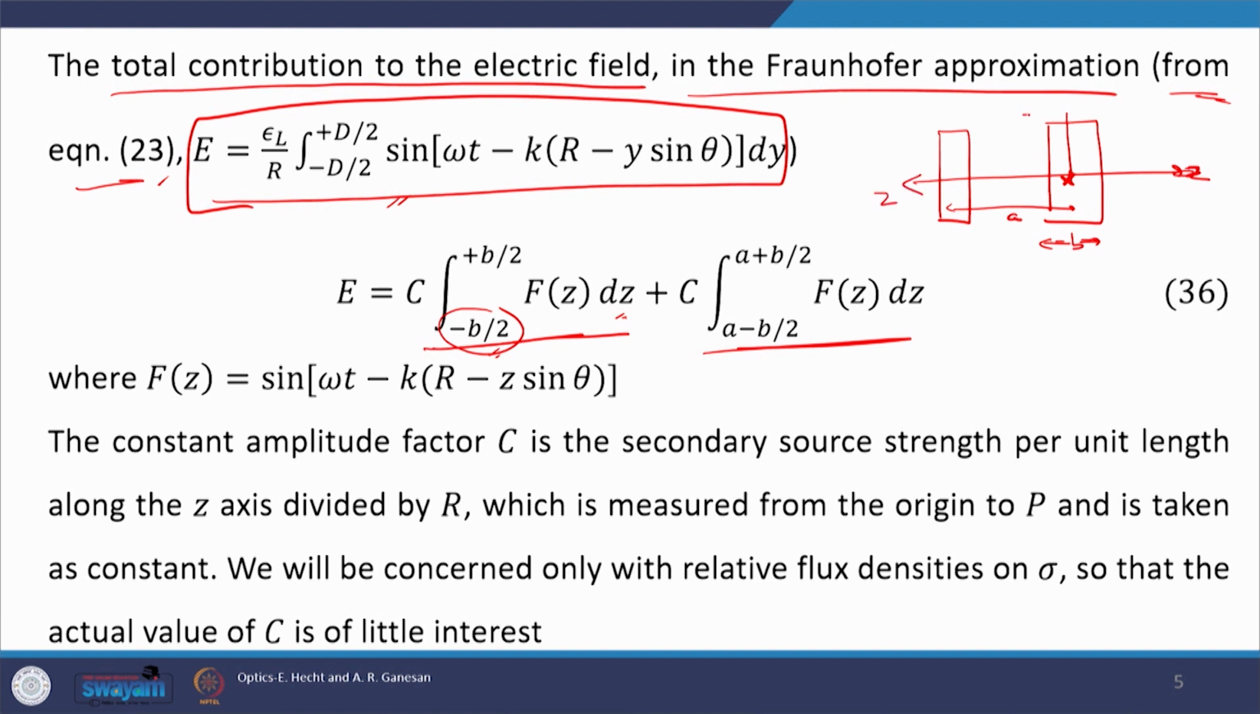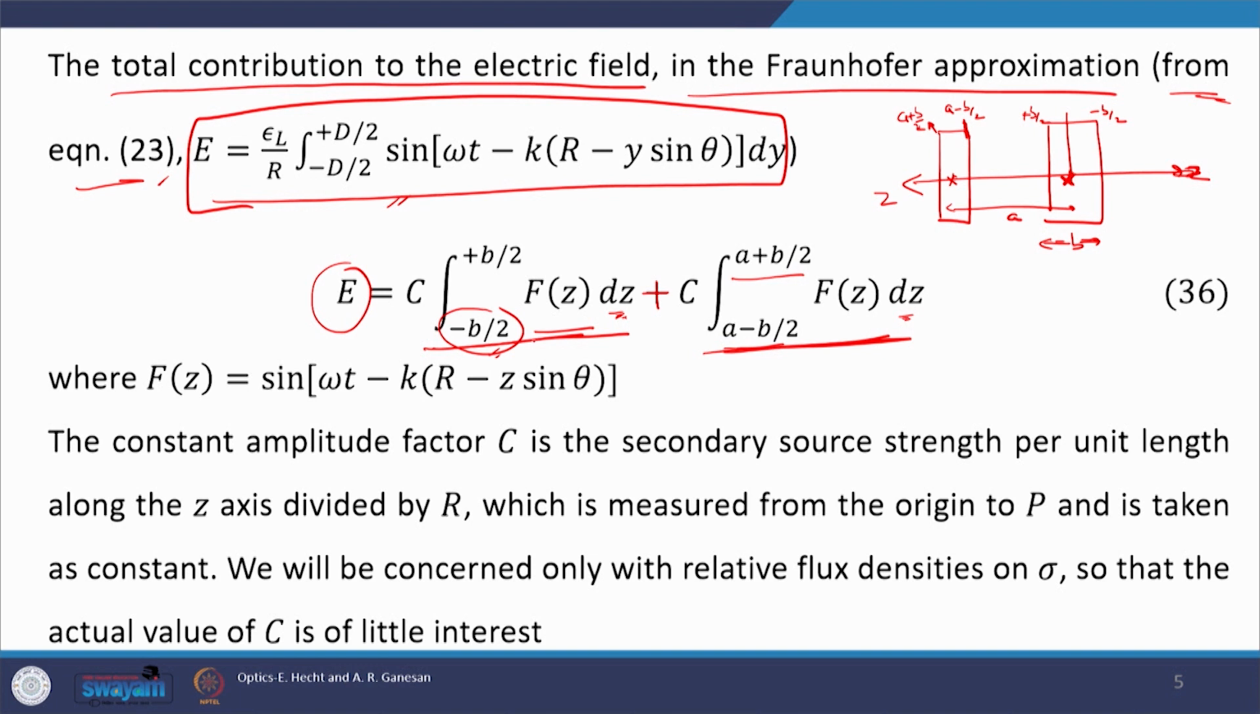Therefore, it would be plus b by 2 here and minus b by 2 here. But if we move to this edge, this edge is a distance a away from the origin, which is the center of this, and then you will have to subtract minus b by 2. Then a minus b by 2 is this edge, a plus b by 2 is this edge, and this is how the limits are chosen in this particular case. And if you sum these two integrals up, this will give you the resultant field on the screen.